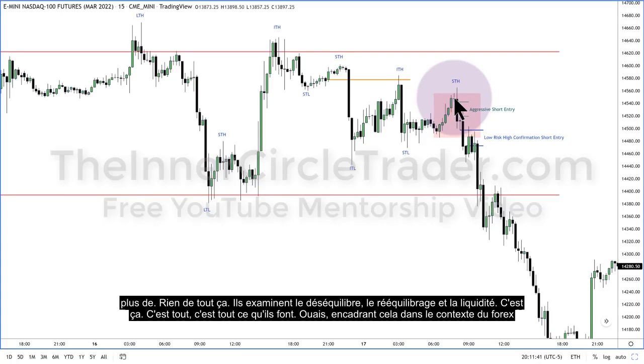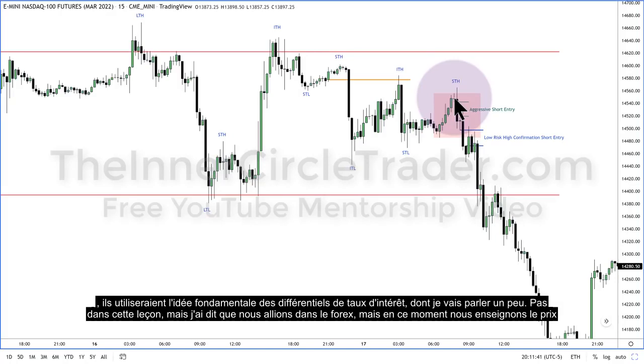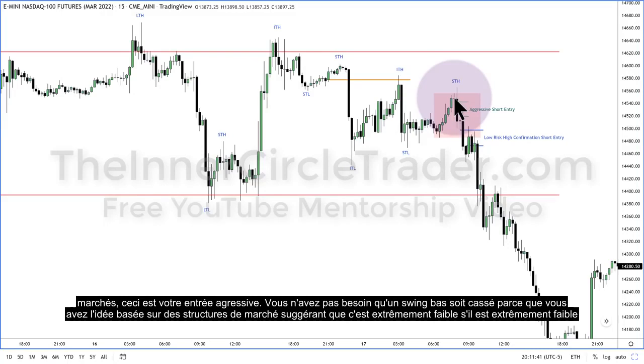Now, framing that within the context of Forex, they would be utilizing the fundamental idea of interest rate differentials, which I'll talk a little bit about. Not in this lesson, but I said we go into Forex. But right now, we're teaching price through this medium in index futures. But this stuff works in Forex, period. Okay? There's no reason to question whether it's only going to work in this. It works in all markets.